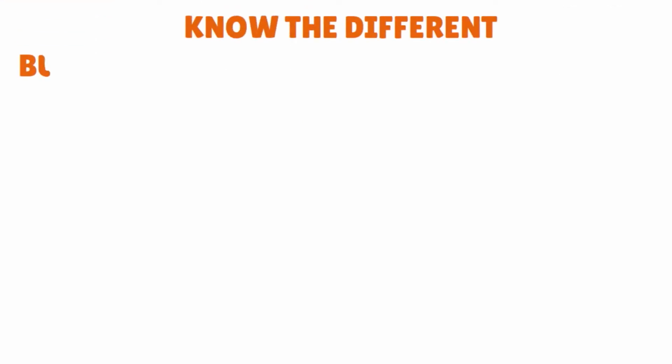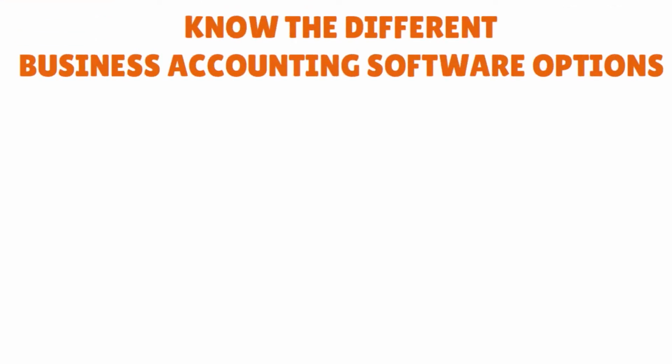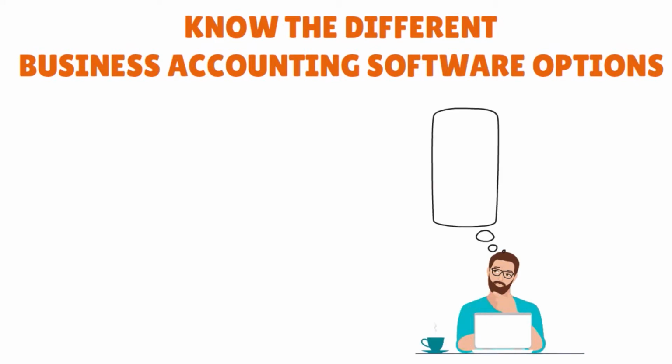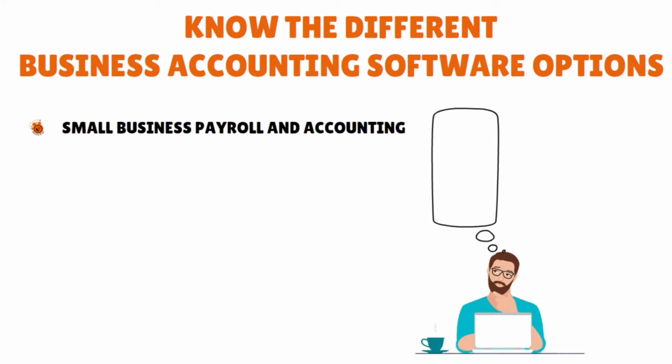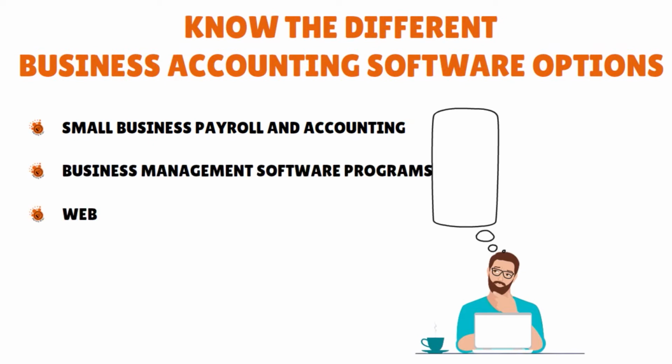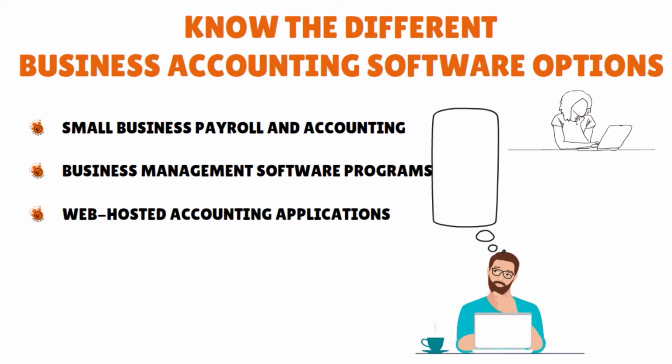First of all, you need to know the different business accounting software options. You need to think about the features that you are interested in. So things like small business payroll and accounting, very important. Business management software programs. You need to think about web-hosted accounting applications. Do you want software or do you want web-hosted accounting applications? Those are a new breed of online financial management applications that have emerged in the last few years, taking advantage of the growing confidence that businesses are developing in the web as a safe business environment.